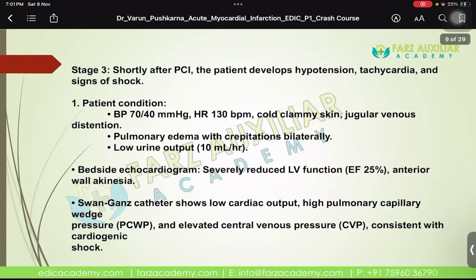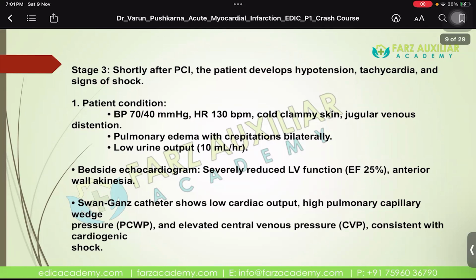Shortly after the arrival to the cardiac ICU, the patient develops hypotension, tachycardia, and signs of shock. Now the BP is down to 70/40. Heart rate is 130 beats per minute. The patient is cold and clammy, and you can see the JVP distended. Pulmonary edema is there on auscultation, and there are bilateral crepitations.